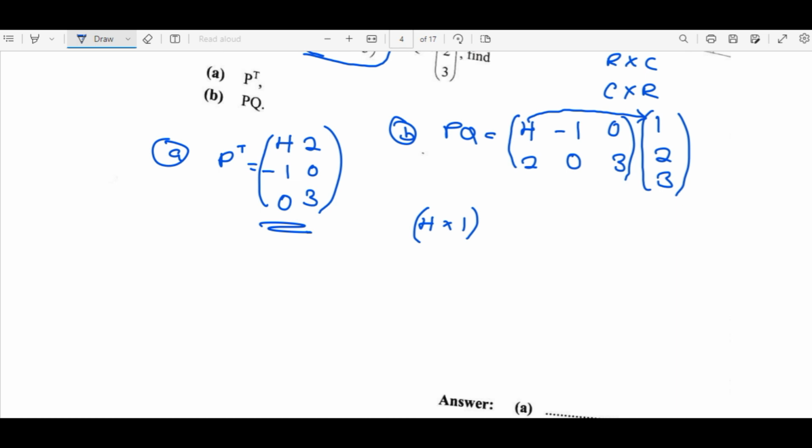And then this negative 1, we're going to multiply negative 1 times 2. So negative 1 times 2, and then plus, we haven't done yet, 0, you multiply it with 3, so 0 by 3, and then you close. So we are done with the first row, and then let us move to the second row.